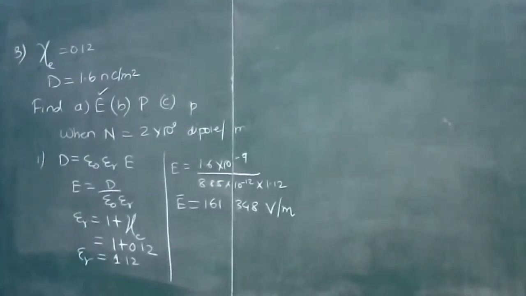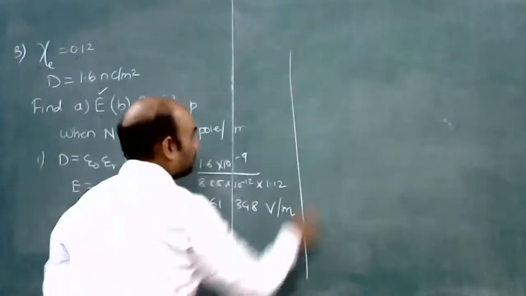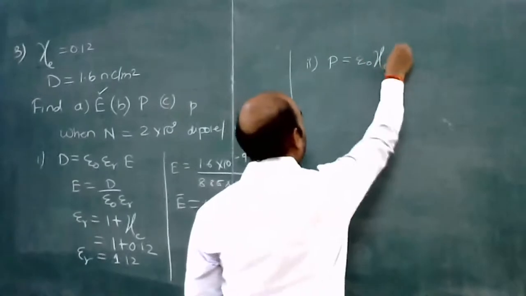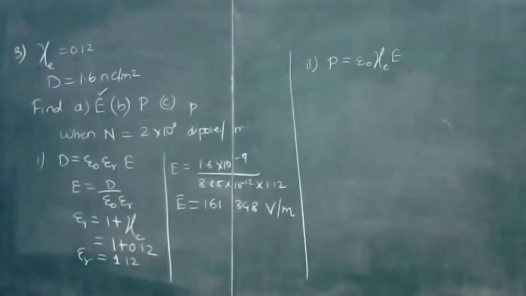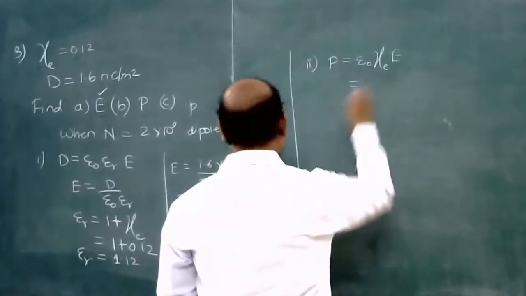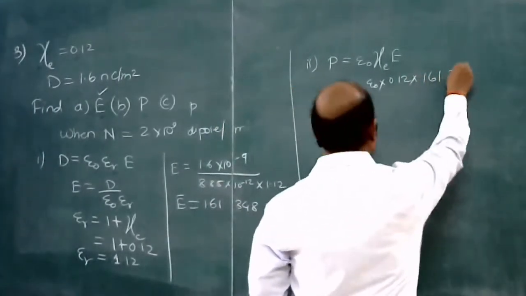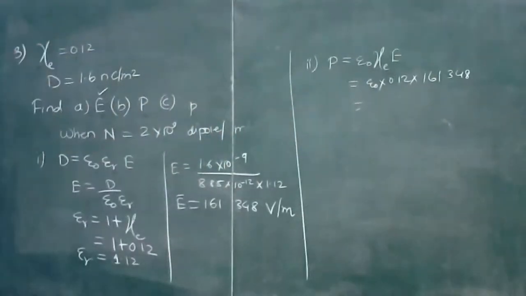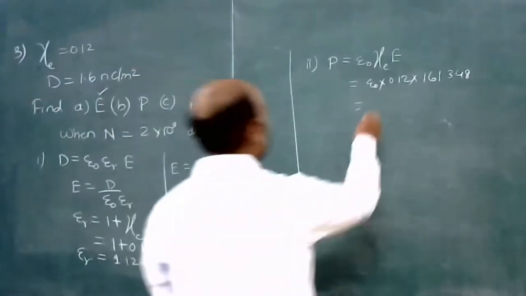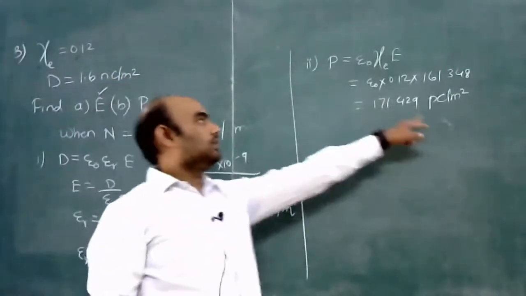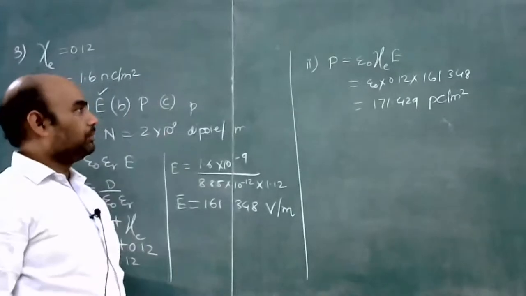Then you can find the value of polarization. P is equal to epsilon naught chi e into E. So this is the relationship between polarization and electric field intensity. Okay. So this will be equal to epsilon naught, chi e is 0.12, and E is 161.348. From solving this, you will get the value of P, 1.171429 picocoulomb per meter square. So the unit of P is similar to D, coulomb per meter square.